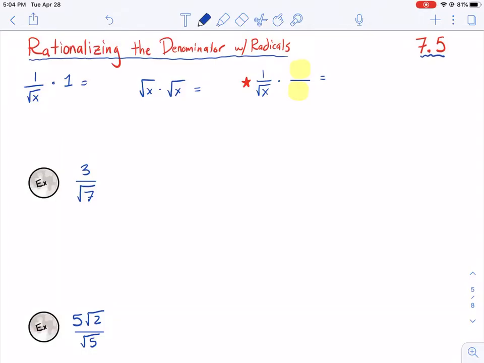Okay, everybody, today we're going to be moving on to the next section of advanced topics. This time we're going to be talking about rationalizing the denominator with radicals. So let's go ahead and get started.